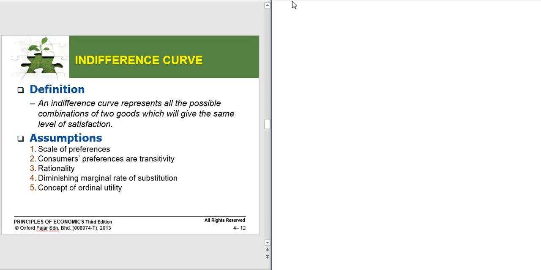So how do you know whether a consumer is satisfied from consuming a certain product or not? It is through ranking of products that the person or the consumer likes the most and the products that the consumer doesn't like.